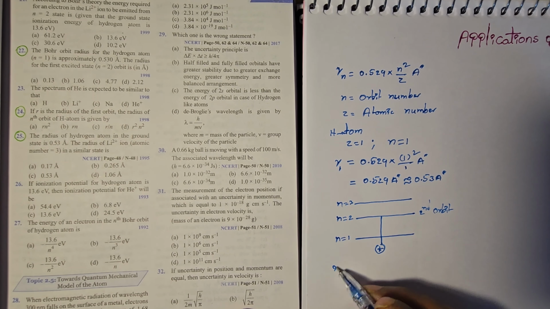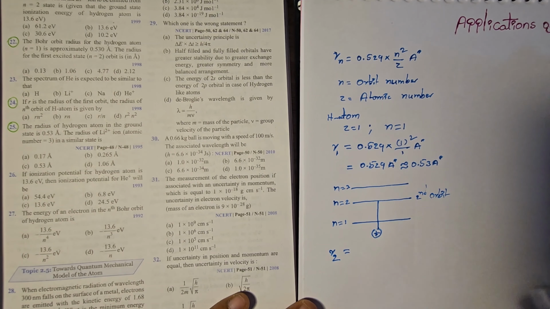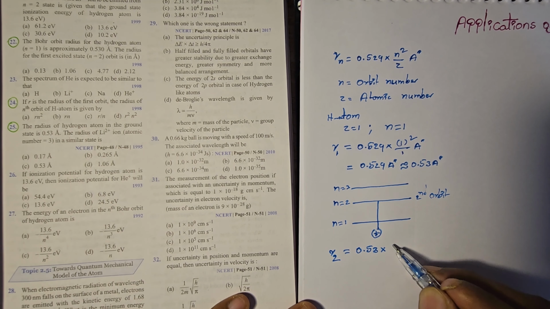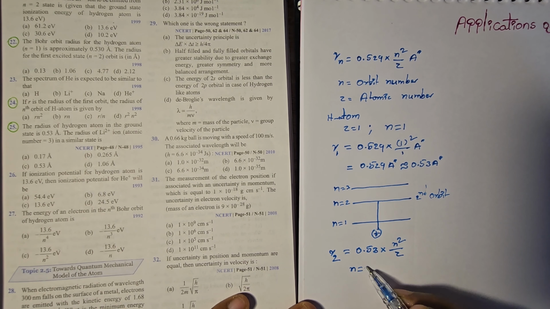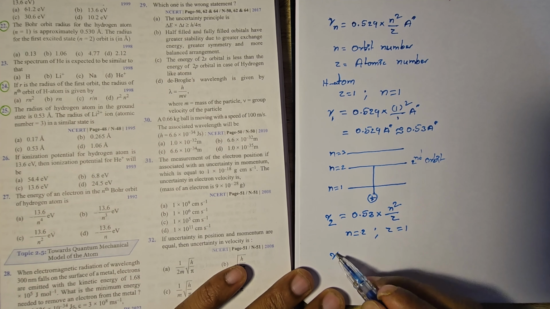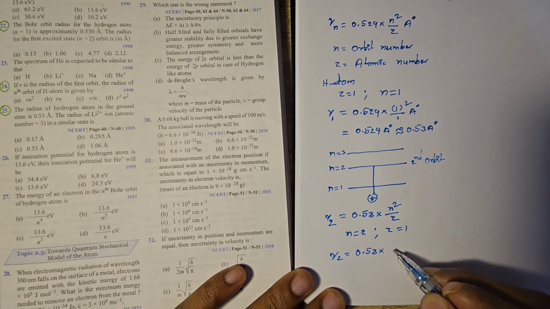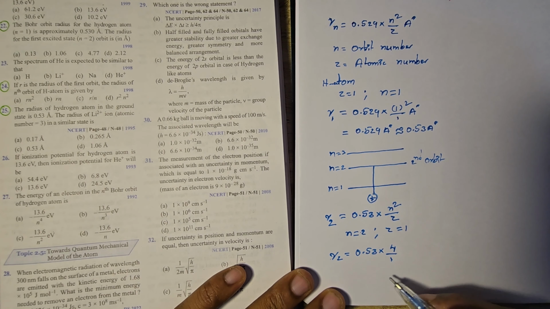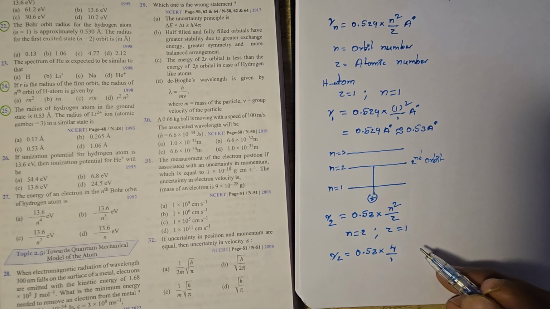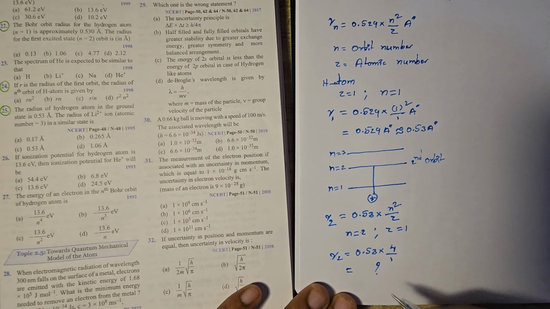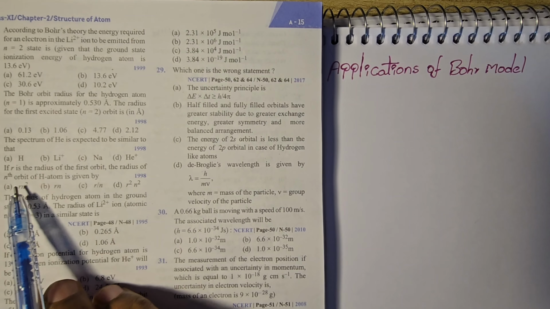So radius formula, R2 for the second orbit: 0.529 or 0.53 into n square by Z. N value here is 2, Z value is 1. So R2 is equal to 0.53 into n square value 4 by 1. So what is the answer? 0.53 into 4, simplify the value. Okay students, observe here.